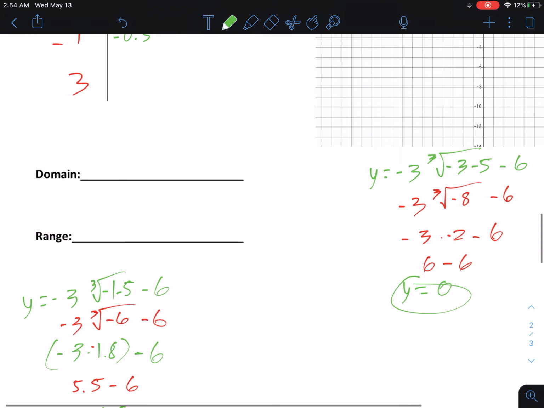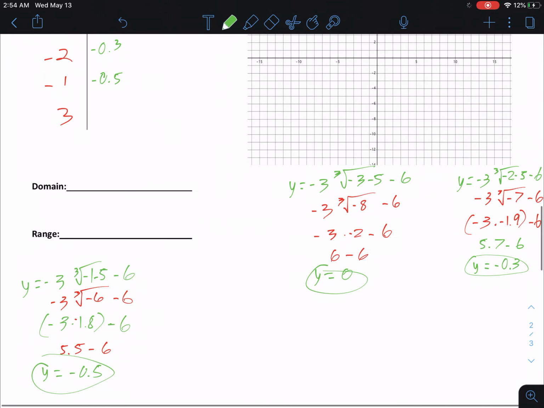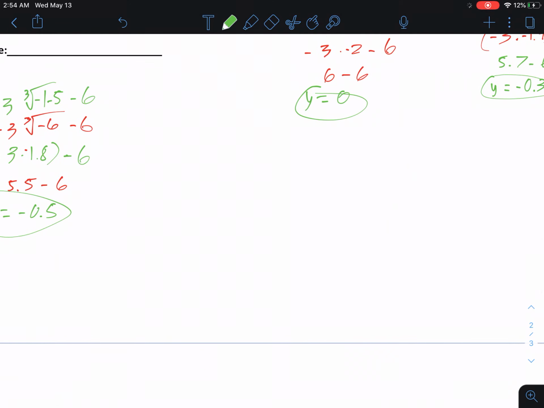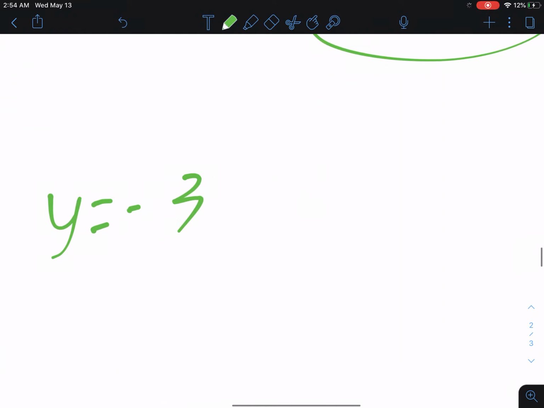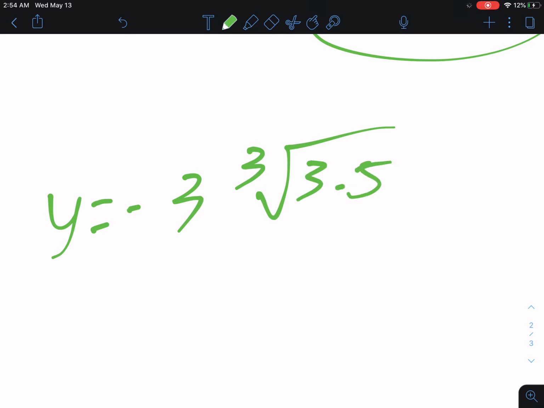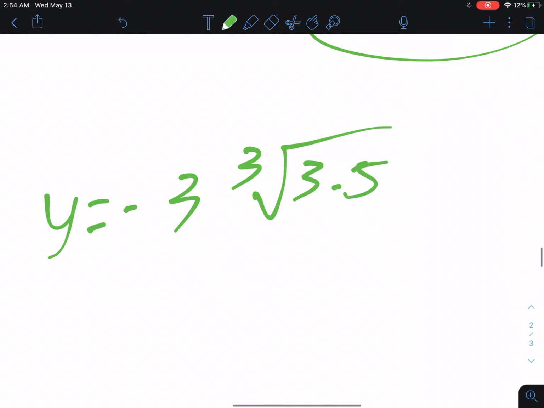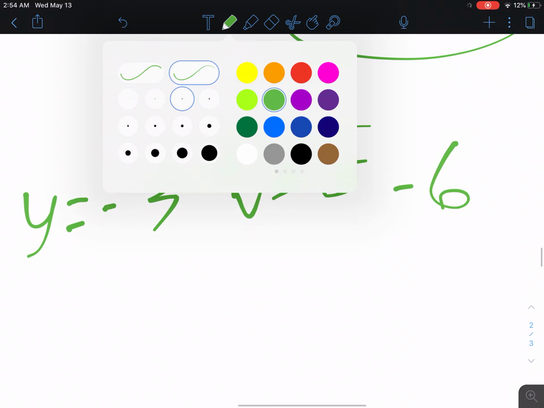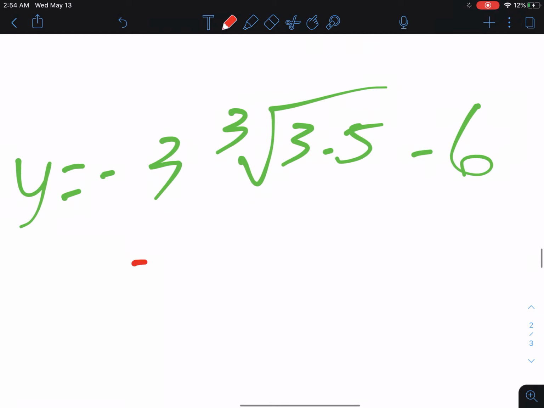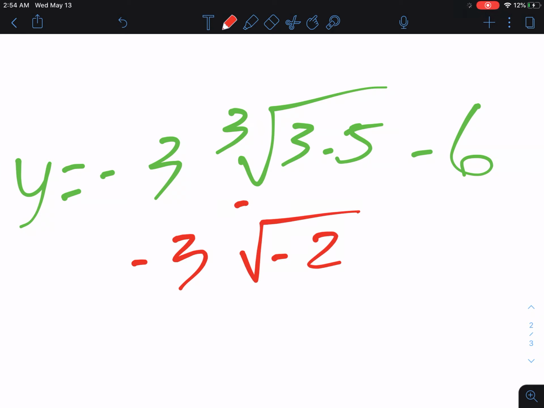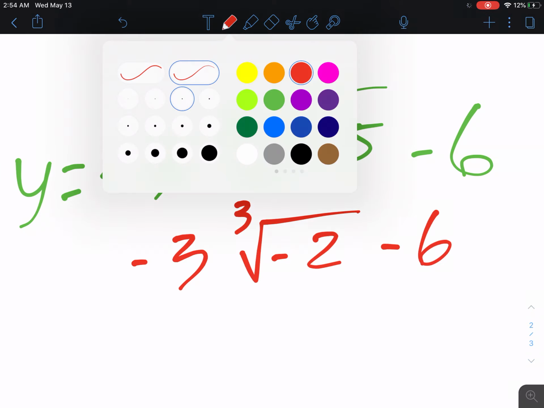And now for our last equation, where x equals 3, we rewrite it again. So it would be y equals negative 3 to the square root of 3 minus 5 to the third. And we put a 3 there for x because we're solving for y, and our x is 3, minus 6. Then we drop down again, negative 3, and then square root of negative 2 to the third, because 3 minus 5 is negative 2, and minus 6.